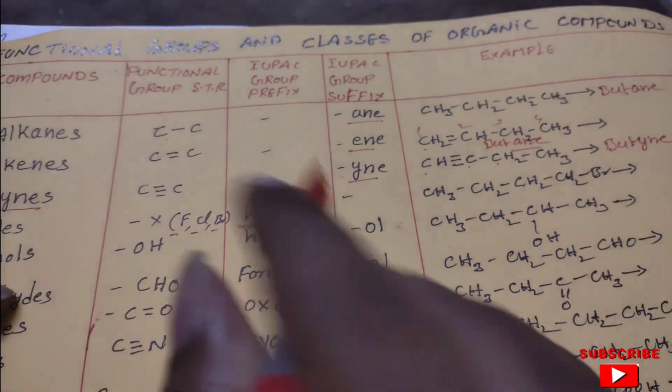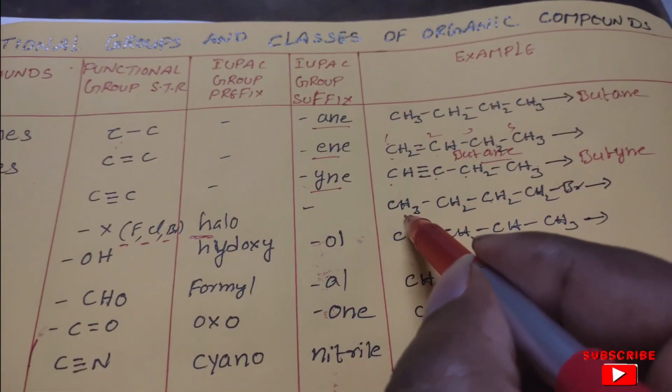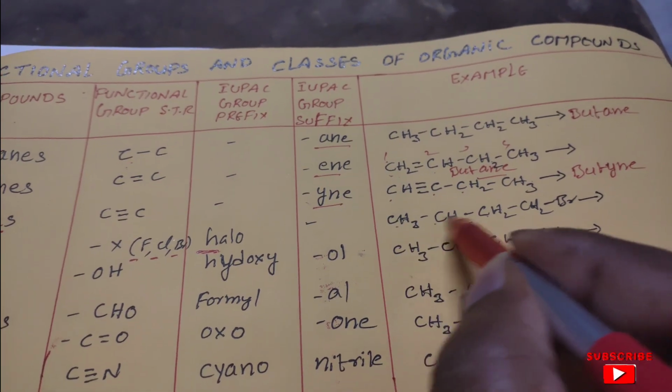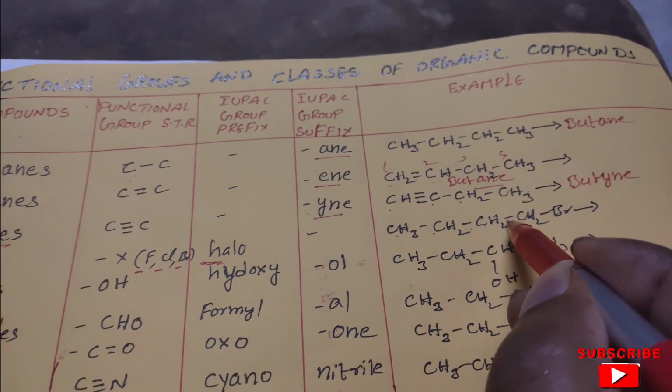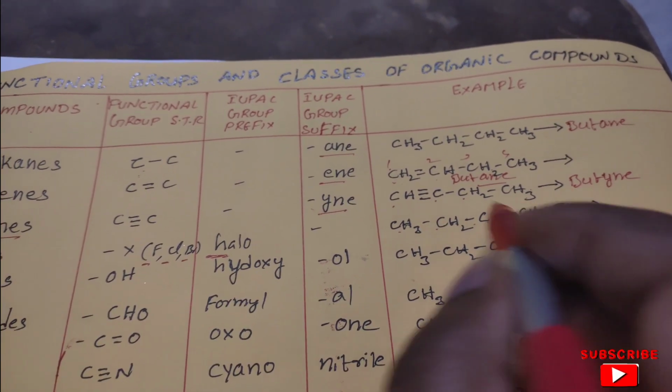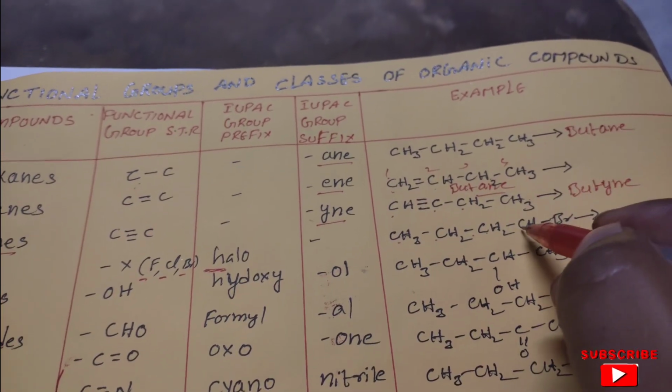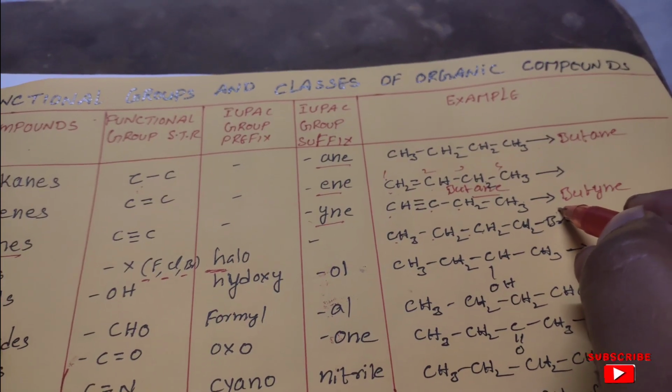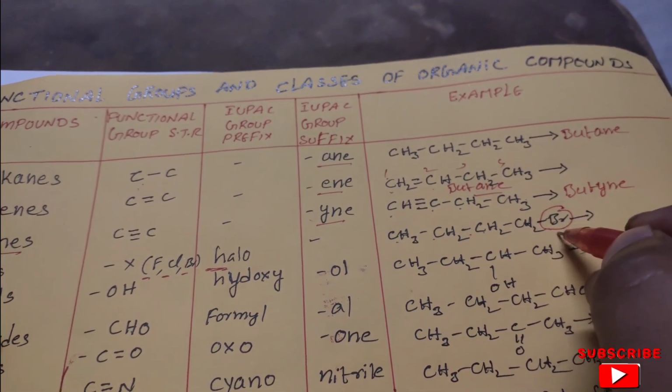For example, in this structure the total number of carbons present is 1 2 3 4. 4 carbons are present in the given structure. So what is the name of the compound? Here in the first carbon there is one substitution. The substitution name is bromine.